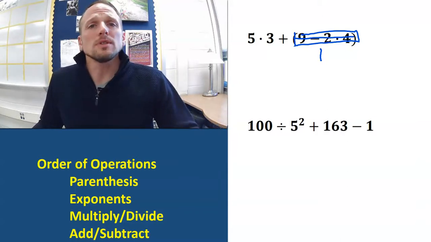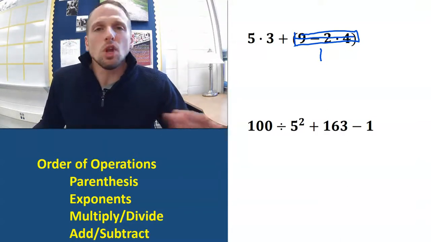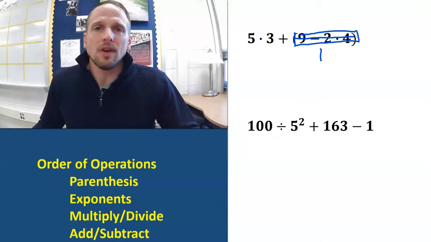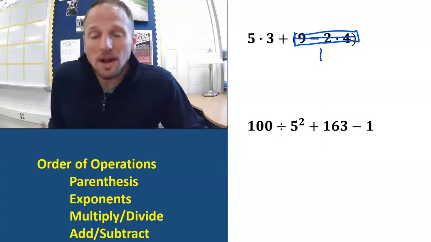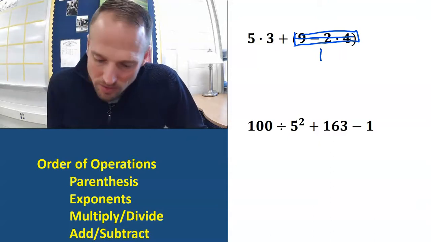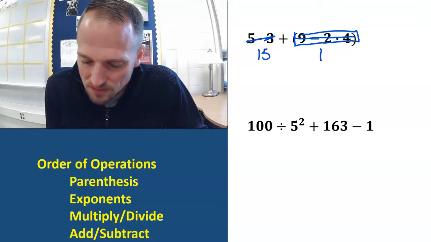Now, are there any exponents? No, I'm sorry, no exponents. Is there any multiply, divide? Yes, there is. Work it left to right. So the first thing I see is 5 times 3. 5 times 3 is 15.